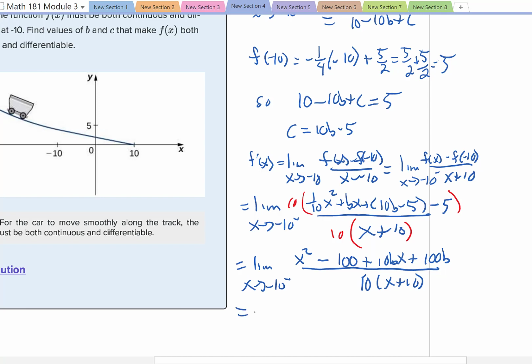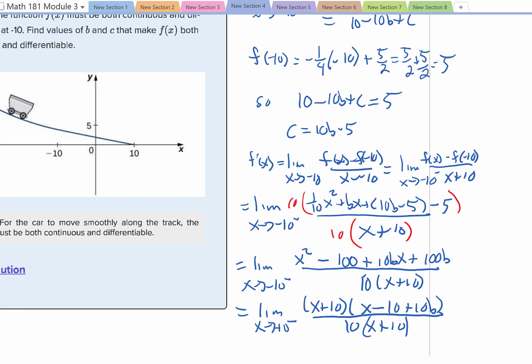Now we could factor this numerator. We have the limit as x approaches -10 from the left. We'd have x plus 10 times x minus 10 plus 10b all over 10 times x plus 10. And the x plus 10s will divide out.